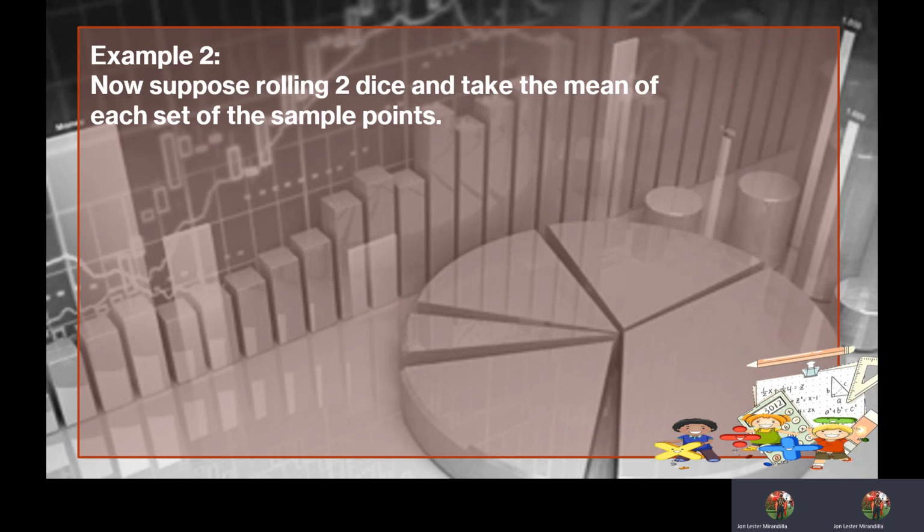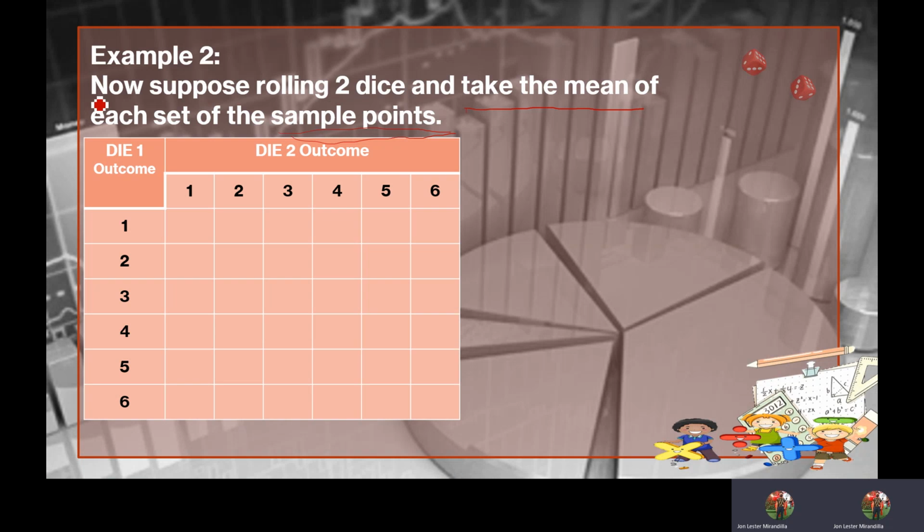Dito naman, now suppose rolling 2 dice. So, dito naman, mag-roll tayo ng dalawang die and take the mean of each set of sample points. So let's say we have a table here, die 1. So ito yung ating die 1. Yung mga possible outcomes na lumabas is 1 out of 6. Phase, yung may phase na 1 dot, 2 dots, 3 dots, 4 dots, 5 dots, 6 dots. Same with die 2.